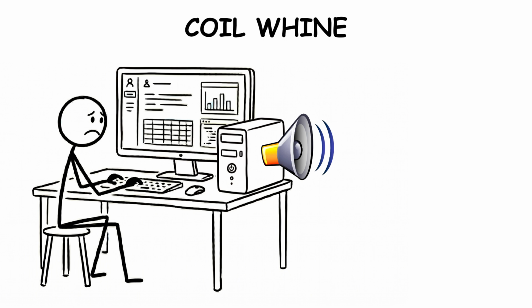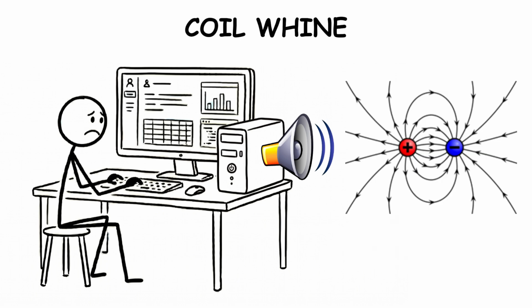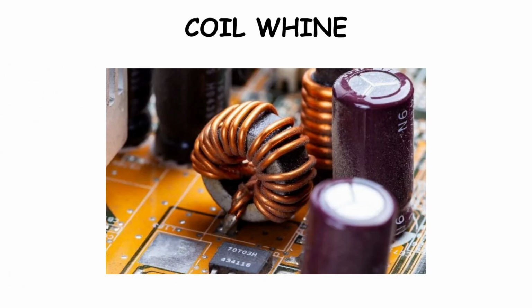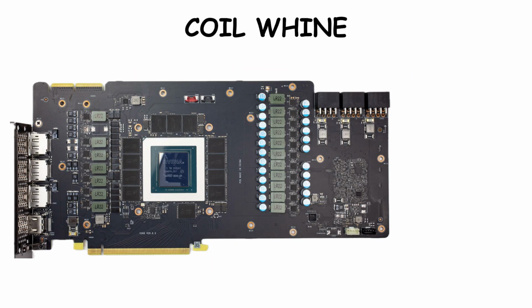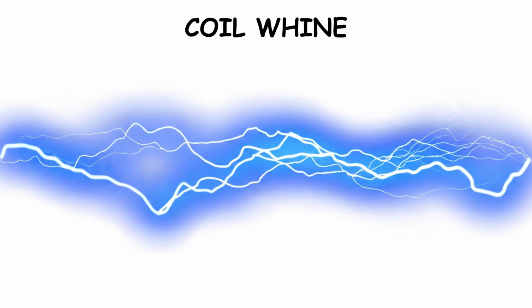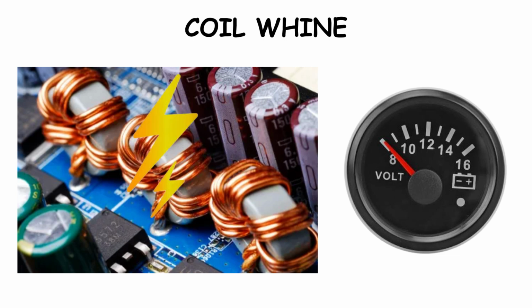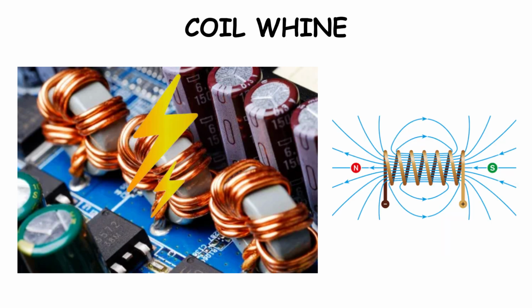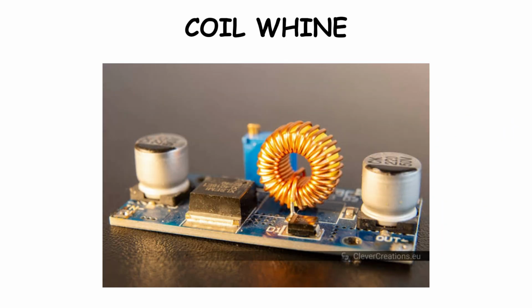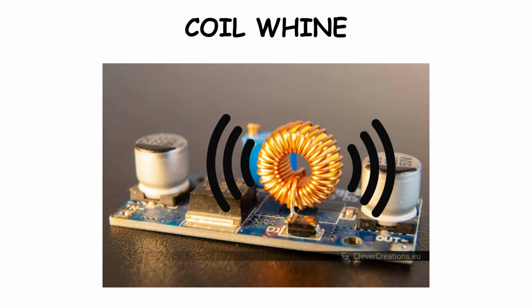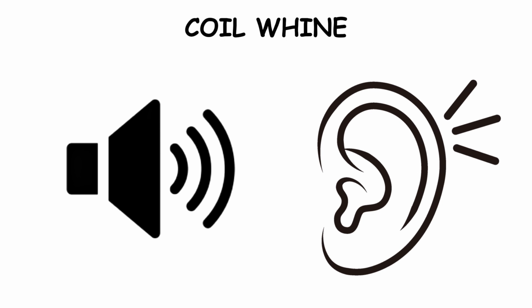Coil whine. That high-pitched screaming sound coming from your PC under heavy load isn't a broken fan, it's electromagnetism. It's called coil whine. When your GPU suddenly demands massive power, electricity rushes through inductors, coils of copper wire that regulate voltage. This massive current creates rapidly shifting magnetic fields, causing the copper coils to physically vibrate against their outer casing. When they vibrate thousands of times a second, human ears perceive it as a high-pitched screech.